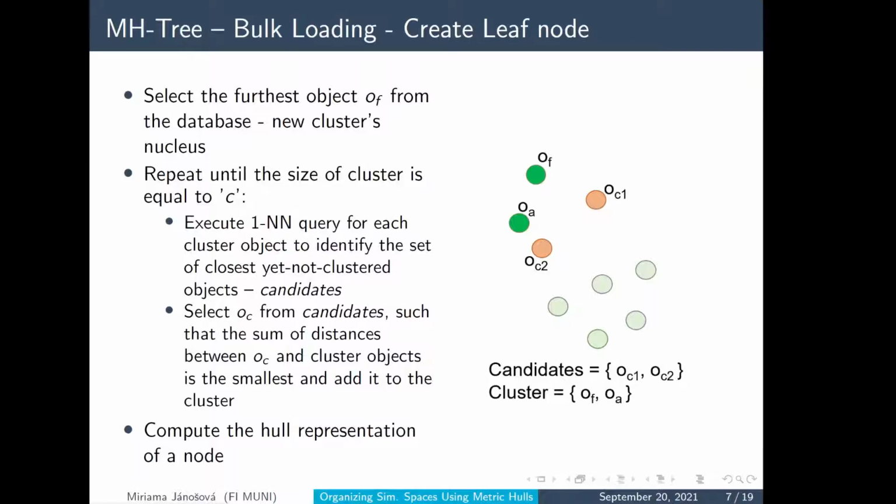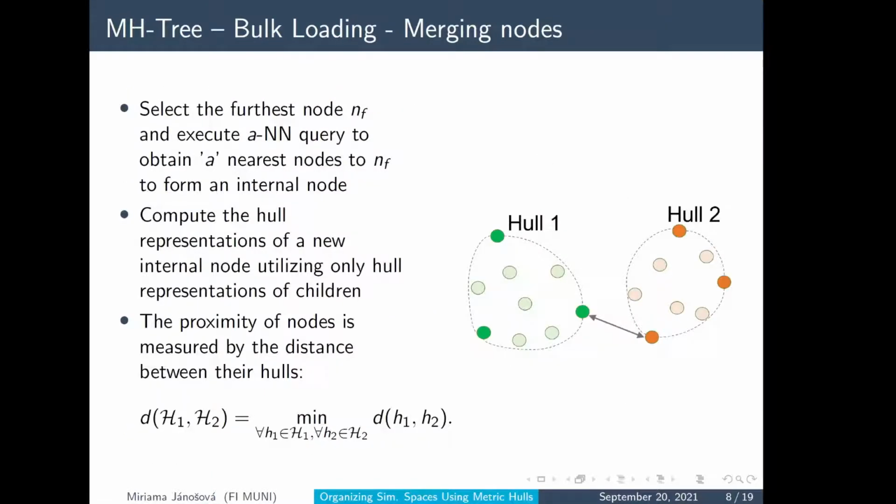The motivation behind such leaf node computation is just to create compact clusters for the data with outliers, such that we would minimize the overlaps. Lastly, we compute the hull representation of the leaf from the objects in the bucket. And this procedure is repeated until all the database objects are processed. The next bulk loading stage is the merging procedure, which basically produces a new level of internal nodes and is repeated until only a root node is obtained.